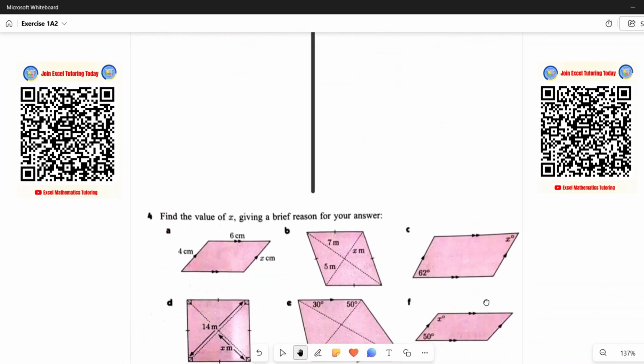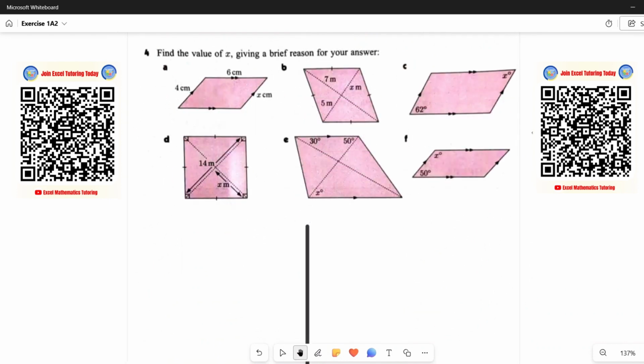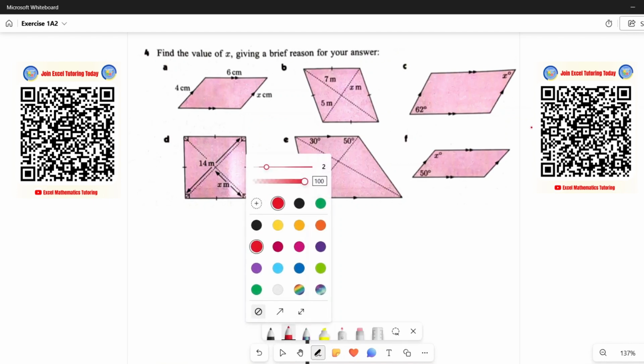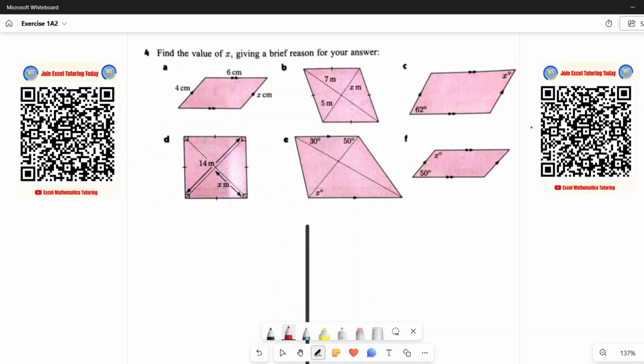Now moving on to our next question. Here our next question is, find the value of x, giving a brief reason for your answer. They have given a lot of figures. So the first one, fourth question, A part. Here they have given a parallelogram with one side 4 centimeter, the other side 6 centimeter, and we need to find what is the value of x here.